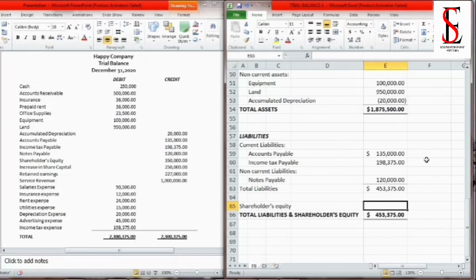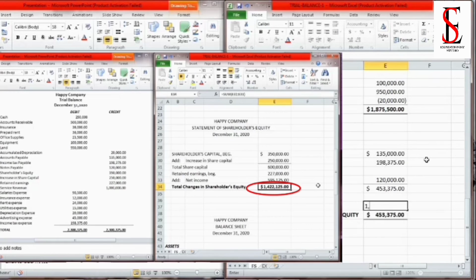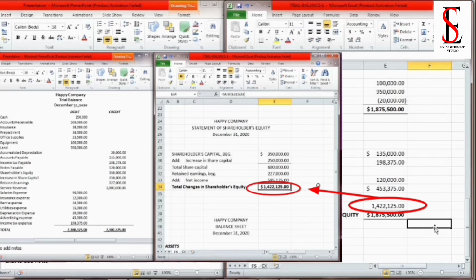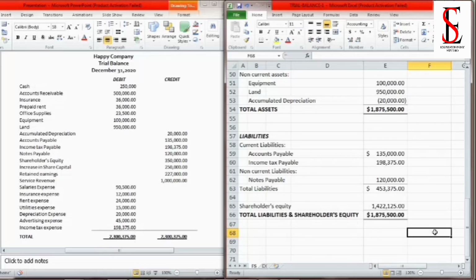So for the shareholders' equity, this is the ending balance that we got earlier from the changes in shareholders' equity, which amounted to $1,422,125. So to get the total liabilities and shareholders' equity, we will add the total liabilities and the shareholders' equity. So note that the total assets should be equal to the total liabilities and shareholders' equity.